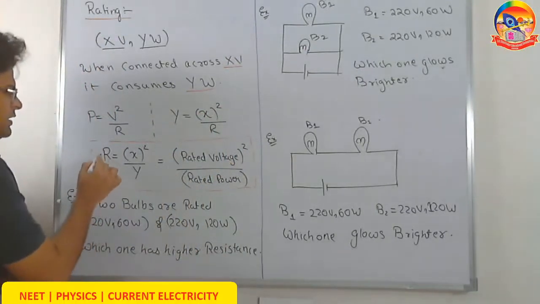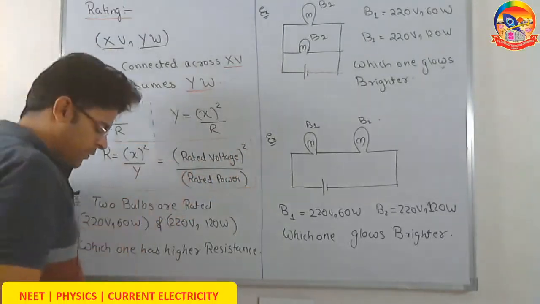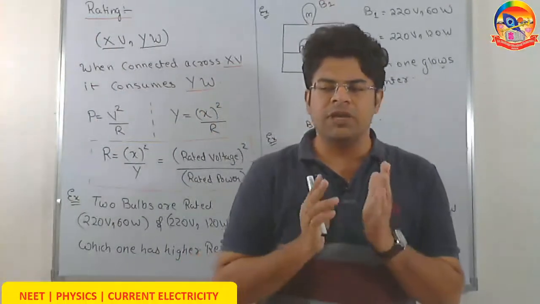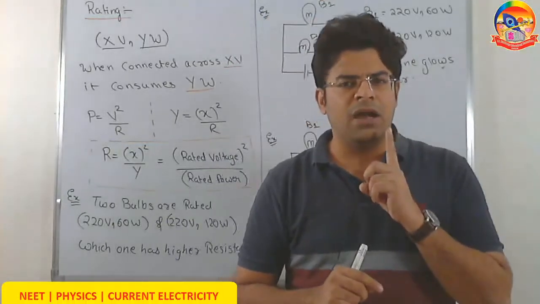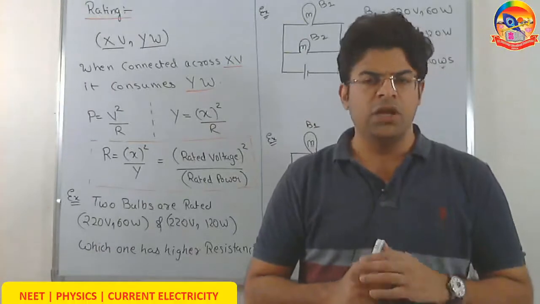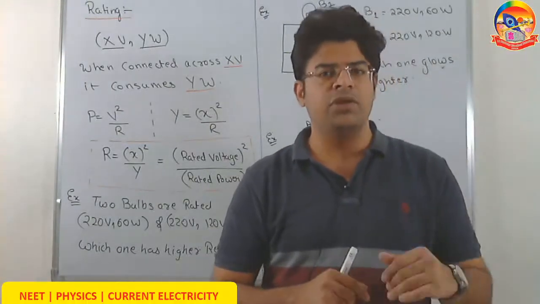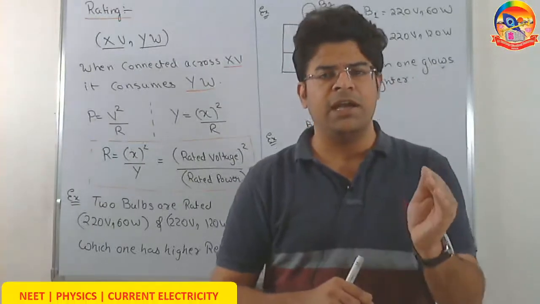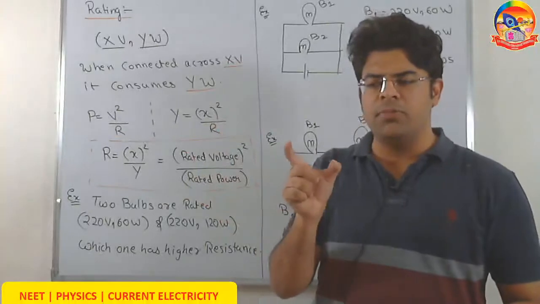Rearranging, you can say resistance of appliance equals rated voltage whole square upon rated power. Somebody might ask, why is rated voltage so important? In our household, all the devices are connected in parallel and not in series. The supply line potential in India is fixed at 220 volt. In USA, United States of America, it is fixed at 110 volt. So all the devices are rated for a particular potential drop.